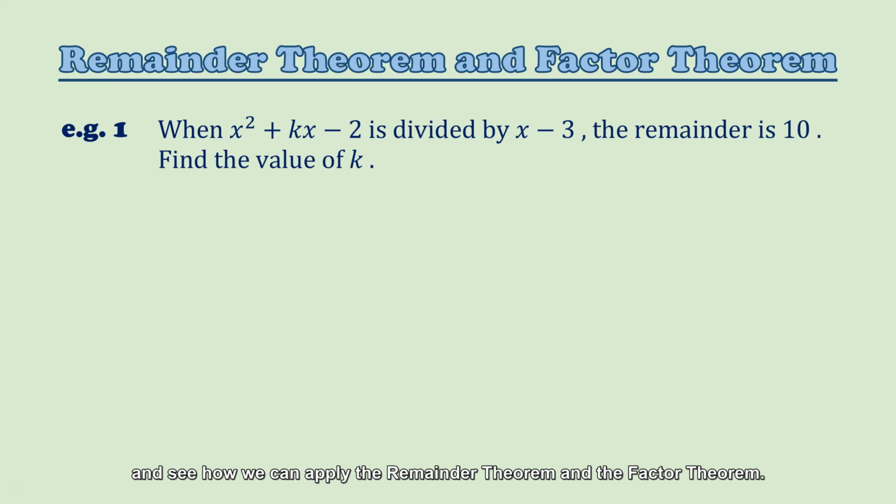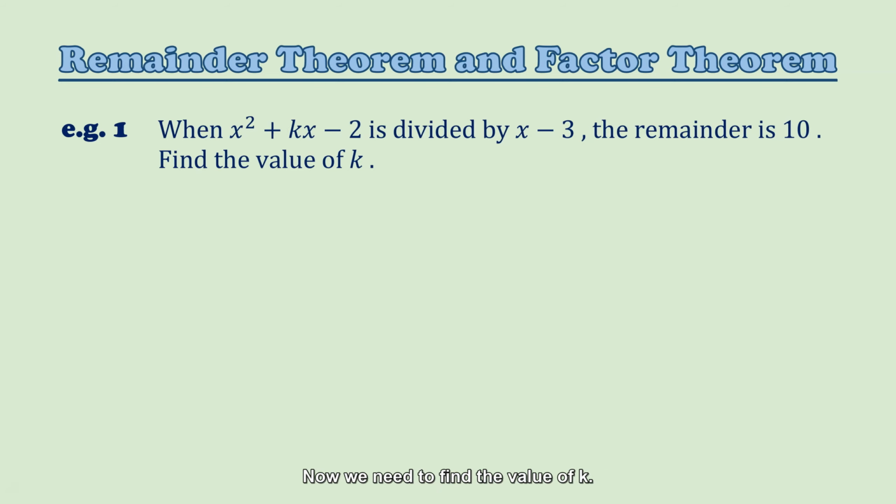Now let's take a look at a few examples and see how we can apply the remainder theorem and the factor theorem. In this example, it is given that when x squared plus kx minus 2 is divided by x minus 3, the remainder is 10. Now we need to find the value of k.